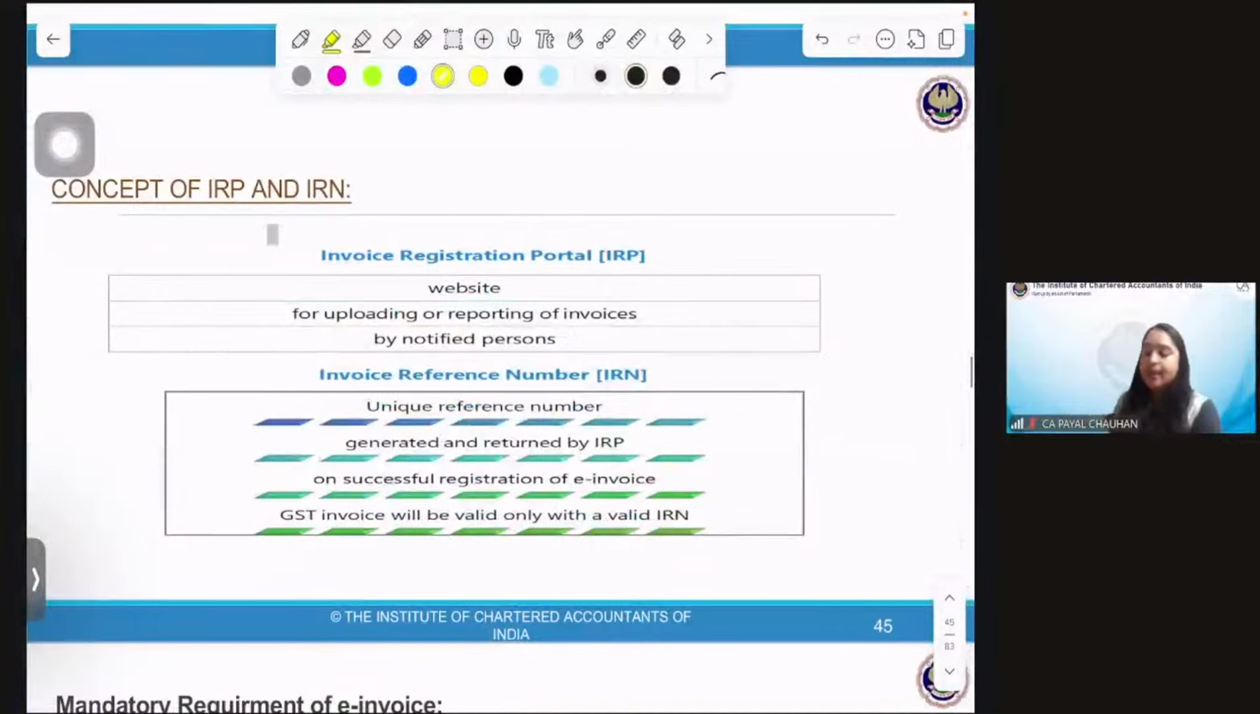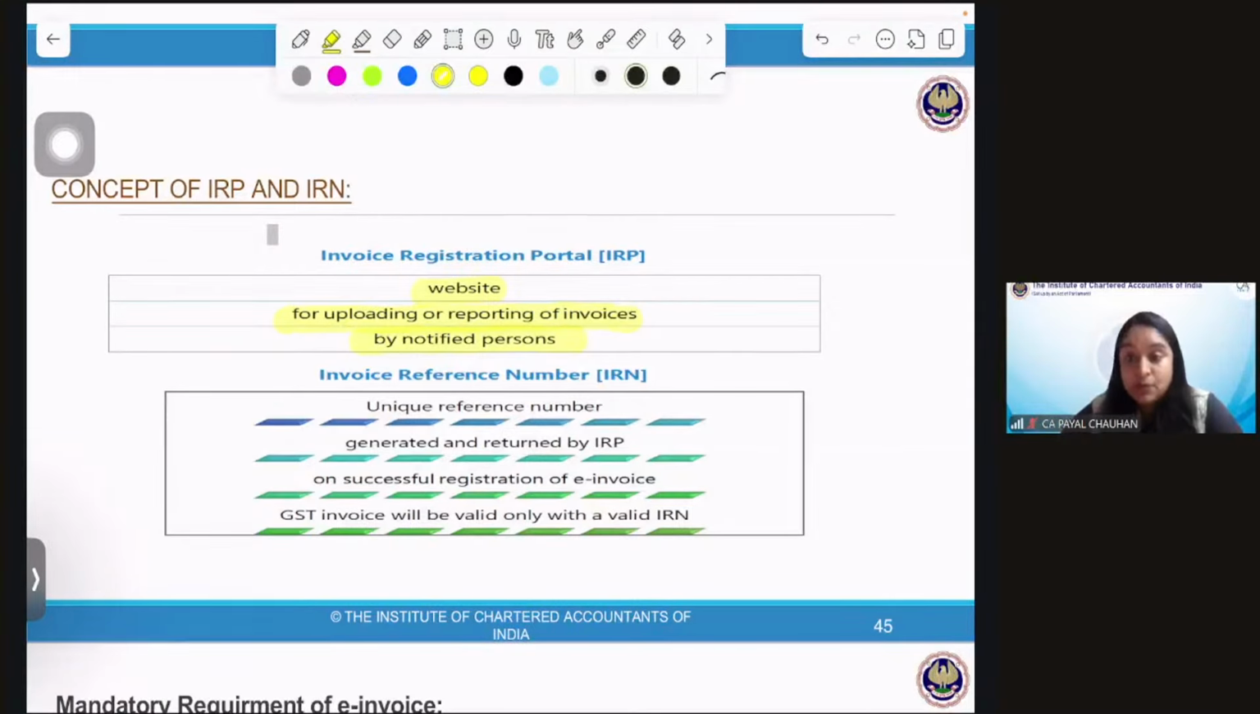IRP is a website. See, I have an answer for everything. Yes, perfect, Adil. It is the Invoice Registration Portal. IRP is a website for uploading and reporting of invoices by a notified person. Okay, can anyone tell me what a notified person means? I'm a registered person, but my turnover exceeded 5 crore in any of the preceding financial years from 2017-18. So that is what we mean by notified person. So did you people get it?